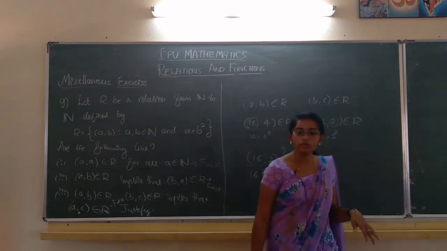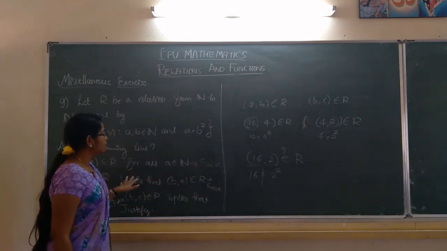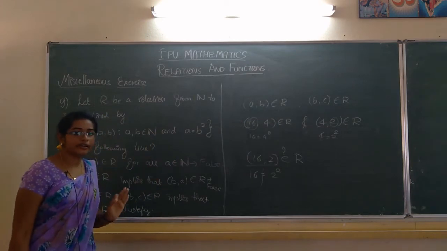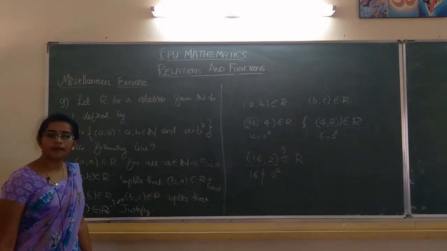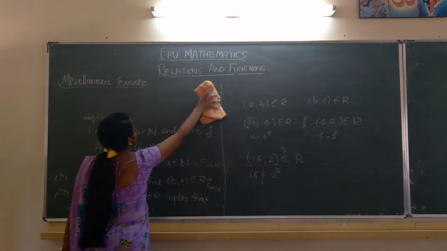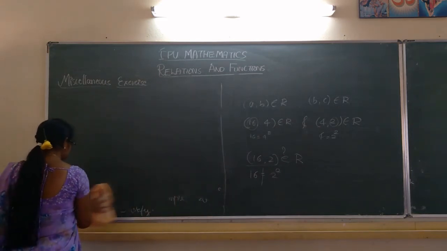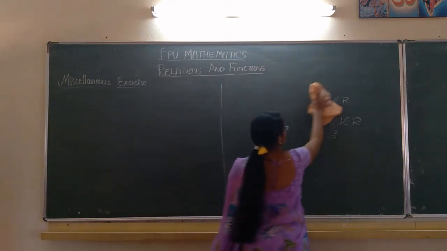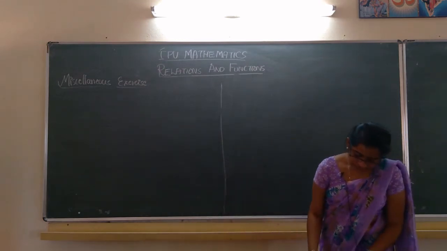Now, coming to the next problem. I hope this is clear now. If I get at least one contradiction, then the statement is not true. The statement is considered to be false. So, what you need to do is find the counter example for that. I hope you are clear with this. Now, let us move on to the next problem.